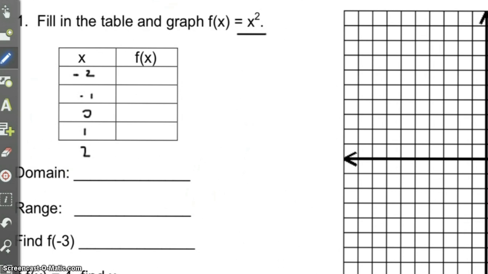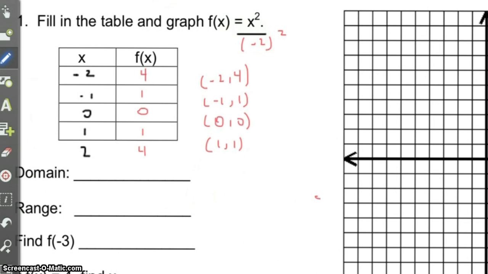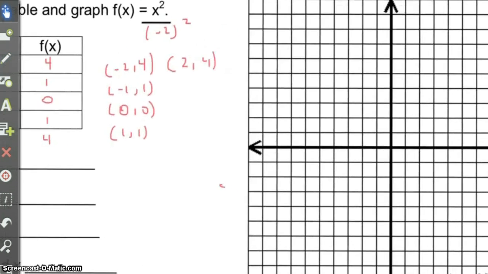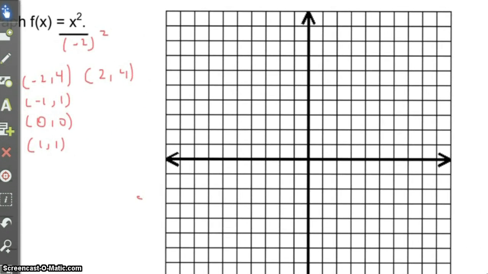So by plugging in -2 over here, -2 squared, remember, you have to put it in parentheses. So -2 squared would be a 4, -1 squared would be a 1, 0, 1, and 4. So the ordered pairs are (-2, 4), (-1, 1), (0, 0), (1, 1), and (2, 4). So let's plot those points and see how our quadratic function or graph would look like.